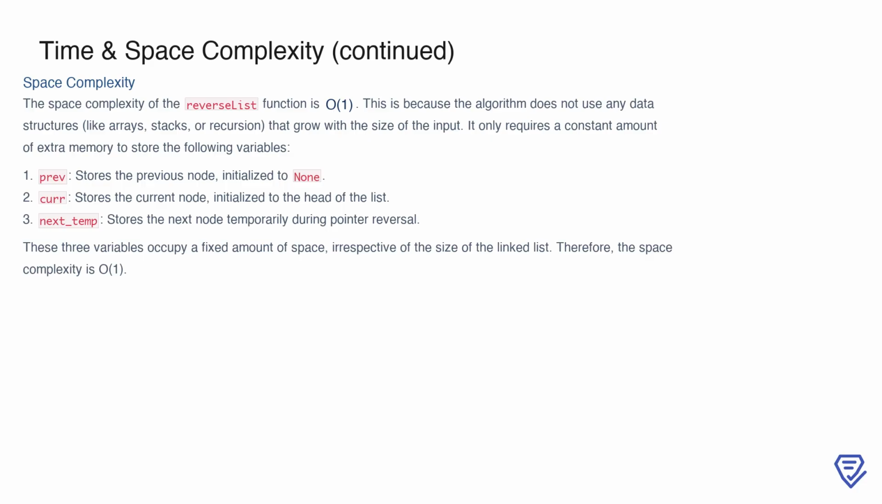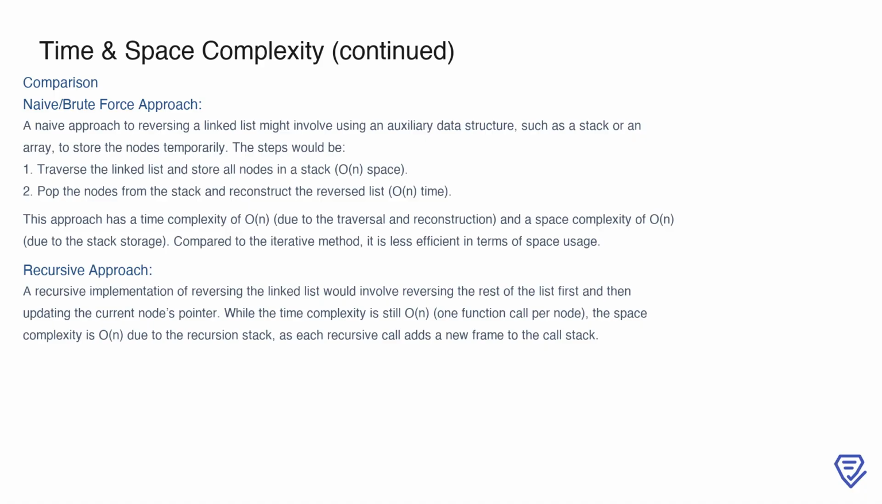This makes the iterative method highly space efficient compared to other approaches that require additional memory proportional to the input size. Let's compare the iterative approach to 2 common alternatives. A naive or brute force method would involve using an auxiliary data structure like a stack or array. In this approach, we first traverse the linked list and store all nodes in the stack, which requires O(n) space. Then, we reconstruct the reverse list by popping nodes from the stack, which takes O(n) time. While the time complexity is still O(n), the space complexity increases to O(n) due to the additional storage.